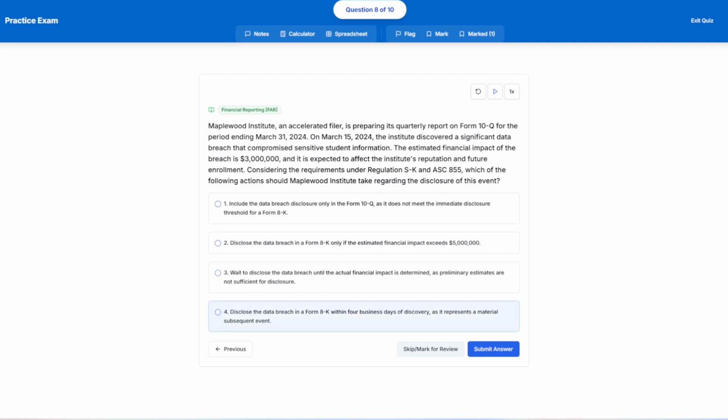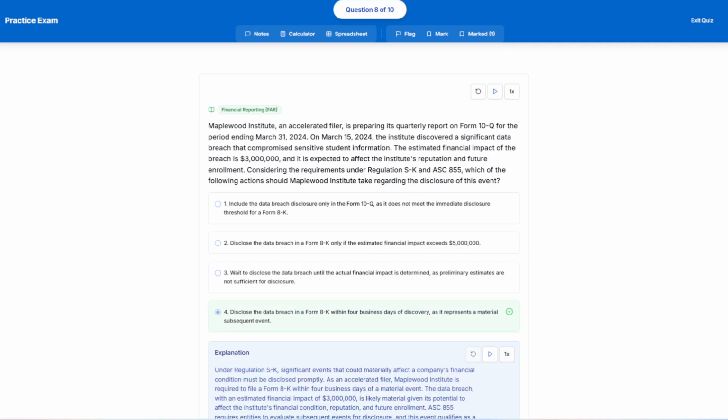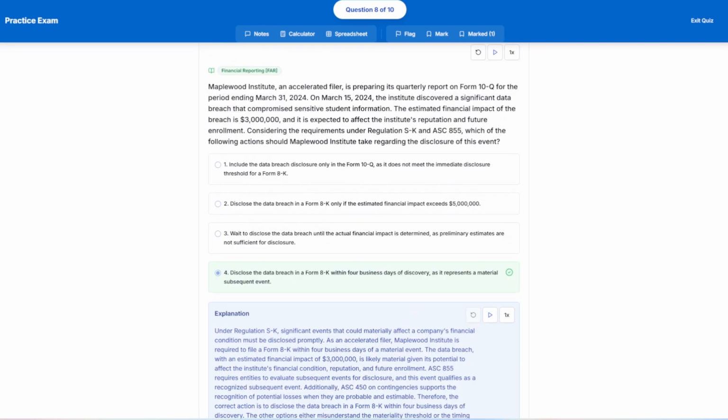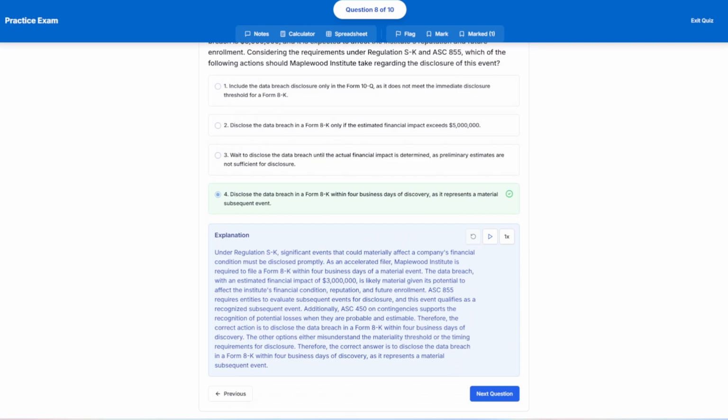Based on our analysis, the correct answer is option 4. Disclose the data breach in a Form 8-K within 4 business days of discovery, as it represents a material subsequent event. This aligns with both Regulation S-K and ASC 855, ensuring compliance with disclosure standards. Remember, the CPA exam loves to test your understanding of materiality and timing in financial reporting. So, keep these principles in mind when tackling similar questions.